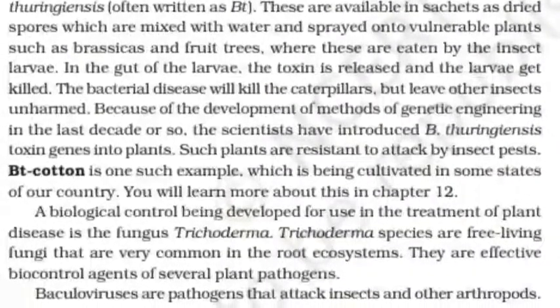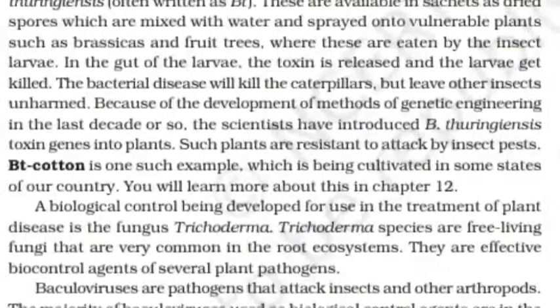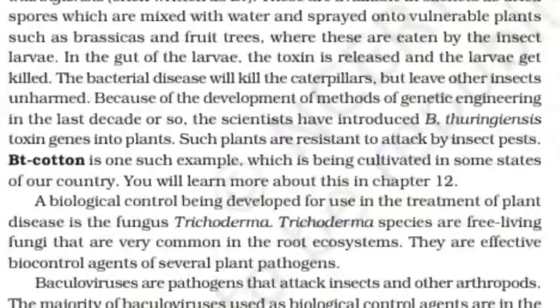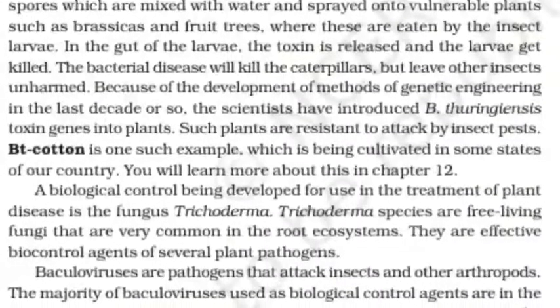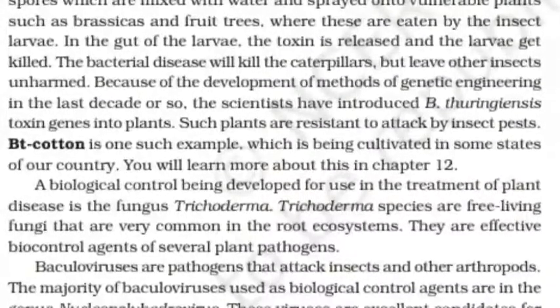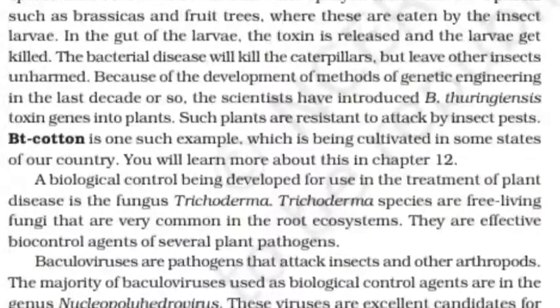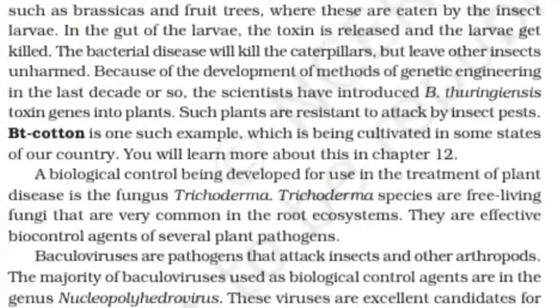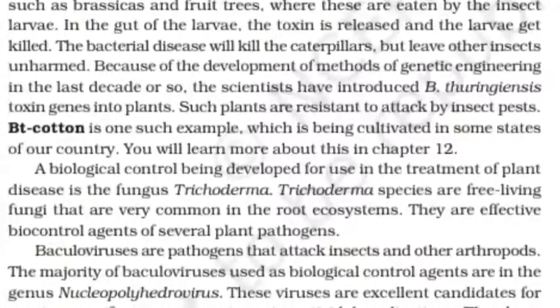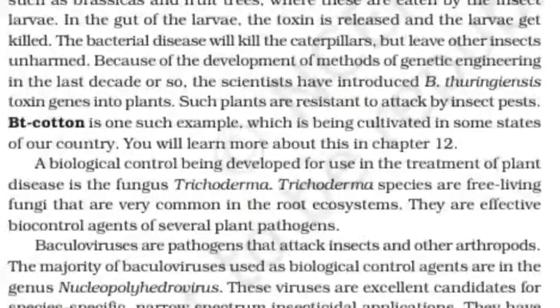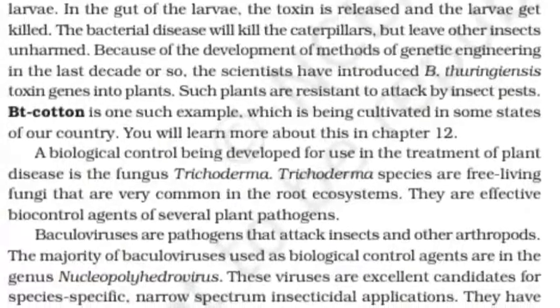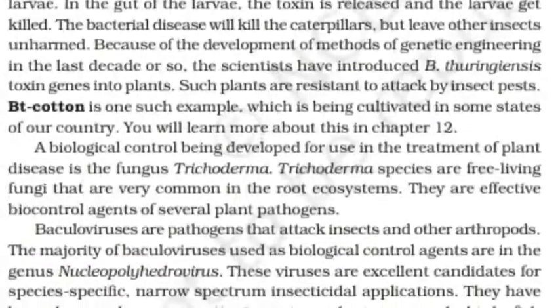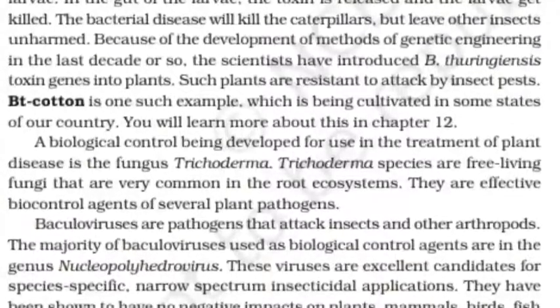Because of the development of methods of genetic engineering in the last decade or so, scientists have introduced the B. thuringiensis toxin gene into plants. Such plants are resistant to attack by insect pests. BT cotton is one such example, which is being cultivated in some states of our country. You will learn more about it in chapter 12.